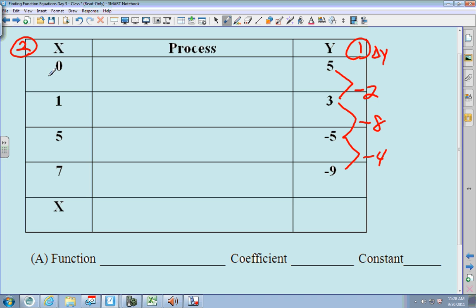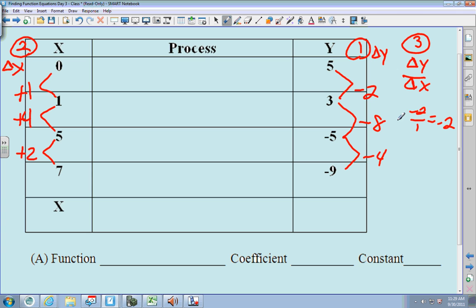Step 2, plus 1, plus 4, plus 2. Now, that was to find delta x. Step 3, do delta y over delta x. Negative 2 over 1, negative 2. Negative 8 over 4, negative 2. Negative 4 over 2, negative 2.